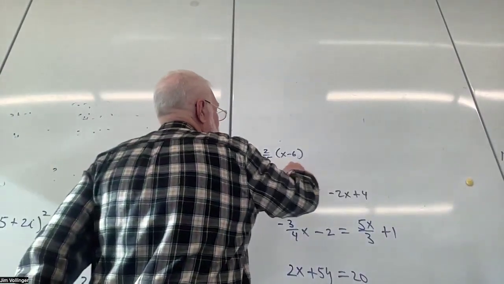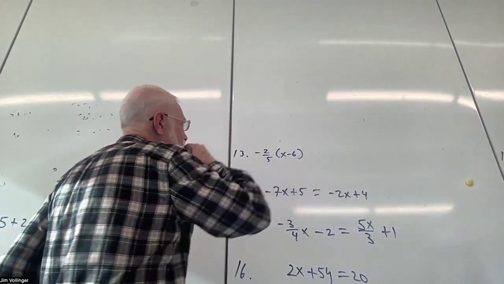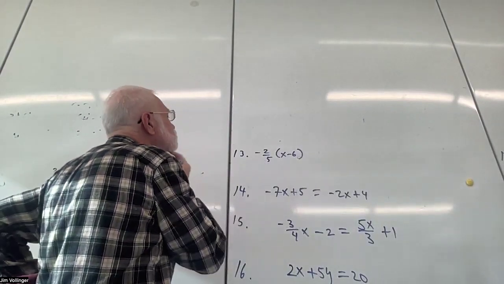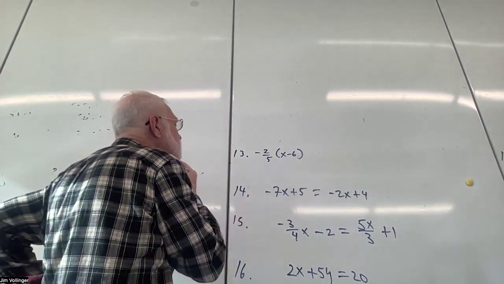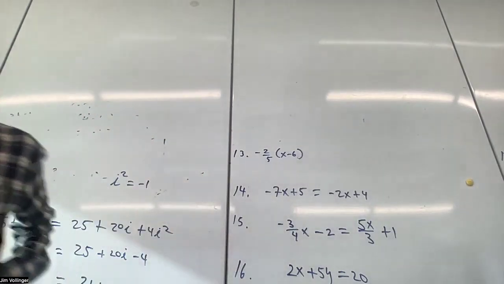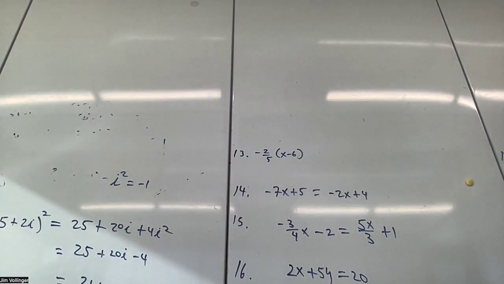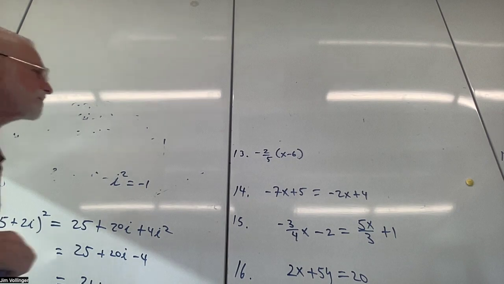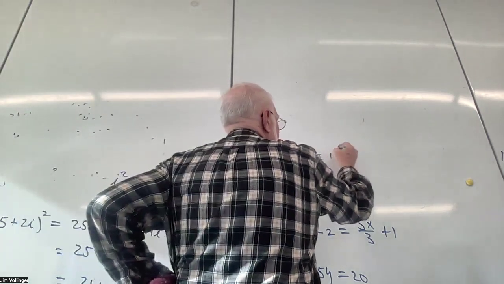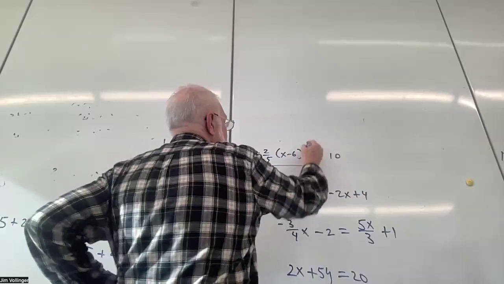Minus 2/5 x minus 6. I have no idea what I asked in that equation. What might I have asked? No idea. Well, I still have it here, 13. Estimate graphically. Oh, equals 10. All right, so there's your favorite.